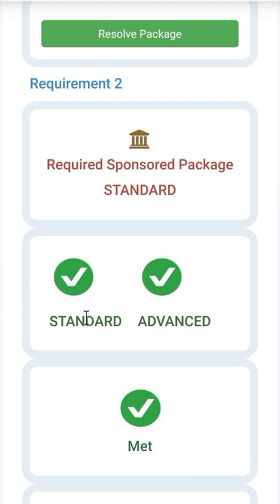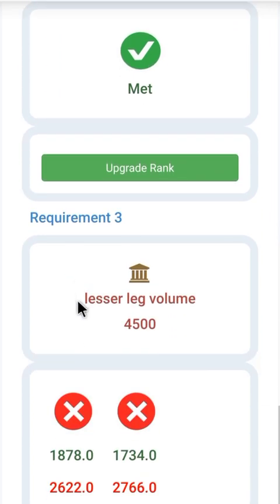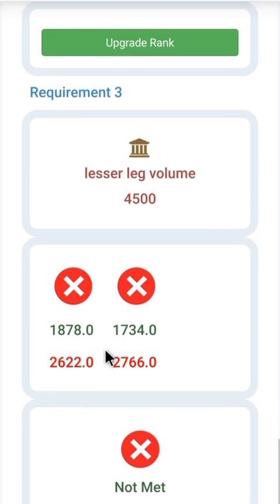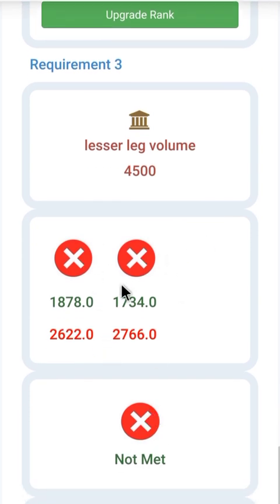So I showed him that you need to upgrade the account that is on booster, sponsored by this username. You need to upgrade it to standard. At that time, this particular requirement 3 was showing met. It was ticked, correct. Why? Because the PV was up to a sapphire rank PV, above 1,500. But now it's pursuing bronze, which is 4,500 left, 4,500 right. So that's why it's showing X.